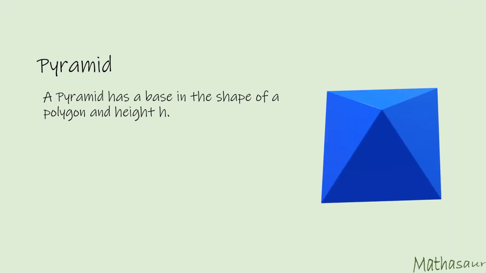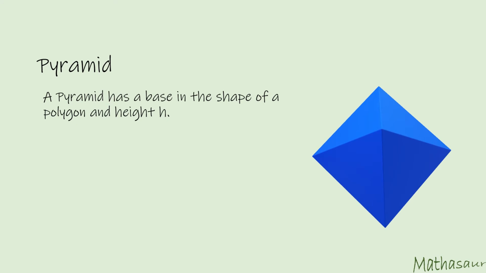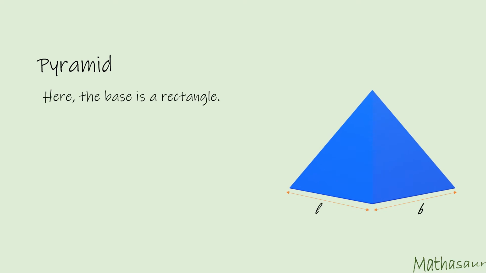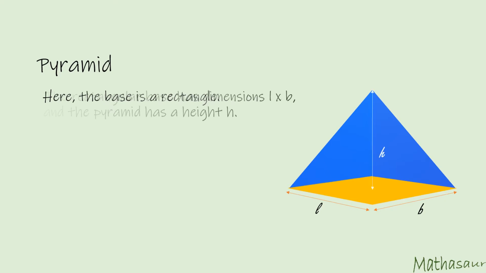Let us look at the surface area and volume of a pyramid. A pyramid is a three-dimensional object which has a base in the shape of a polygon and height h. In the figure, the base of the pyramid is a rectangle. The rectangular base has dimensions L times B and the pyramid has a height h.